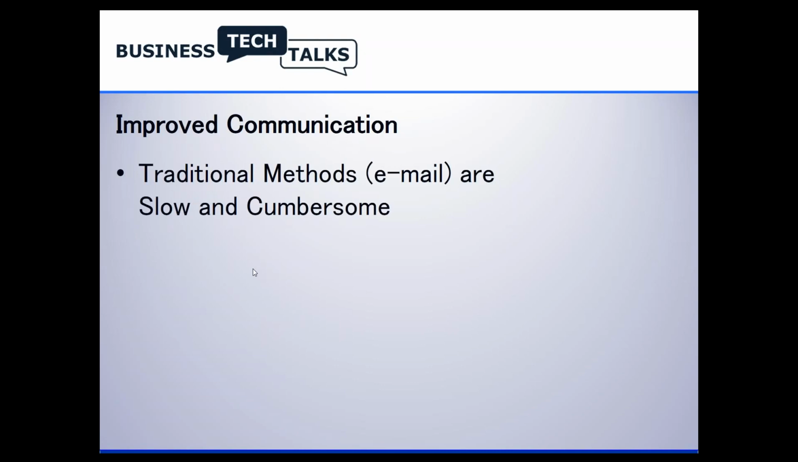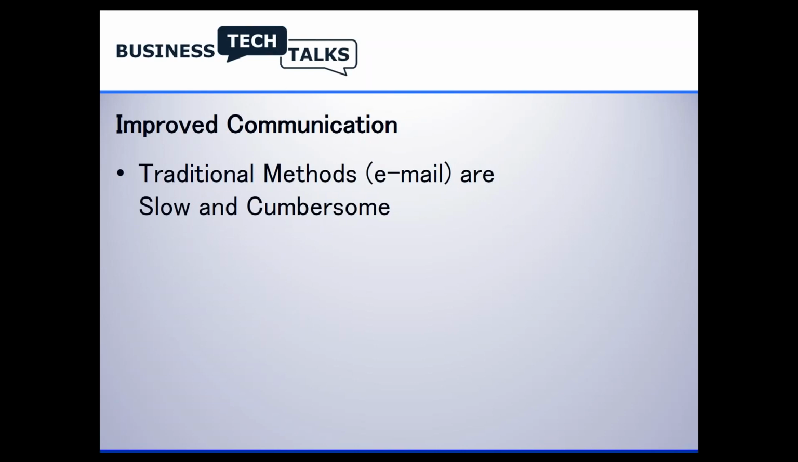And that's improved communication. So we're all used to traditional methods of communication. I just mentioned email. Email is inherently slow and cumbersome, which is amazing to me. We've been in this business for over 20 years, and email barely existed in the small to mid-sized business when we started. Now it's just become way too slow, way too difficult to communicate and collaborate.